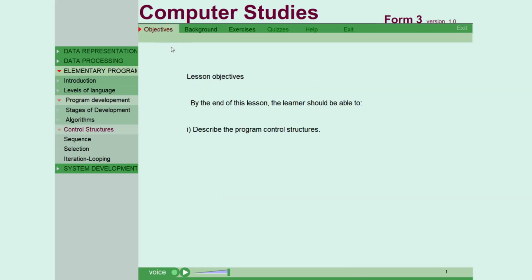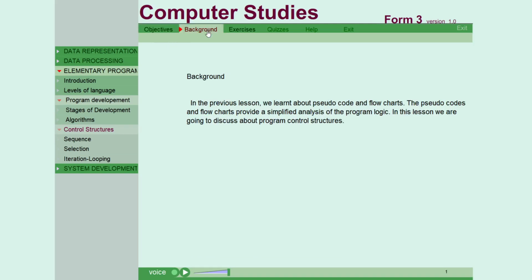By the end of this lesson, the learner should be able to describe the program control structures. In the previous lesson, we learned about pseudocodes and flowcharts. The pseudocodes and flowcharts provide a simplified analysis of the program logic. In this lesson, we are going to discuss program control structures.